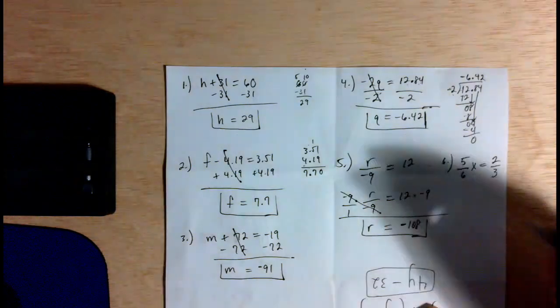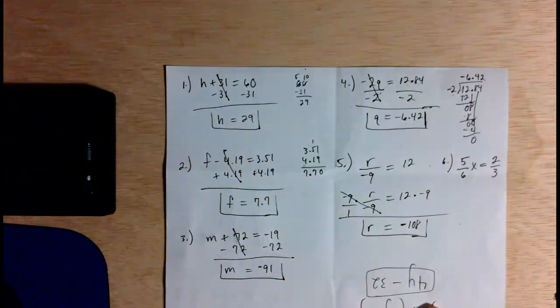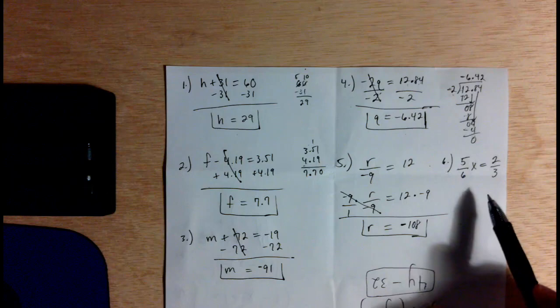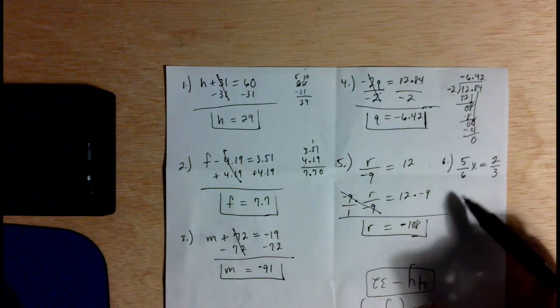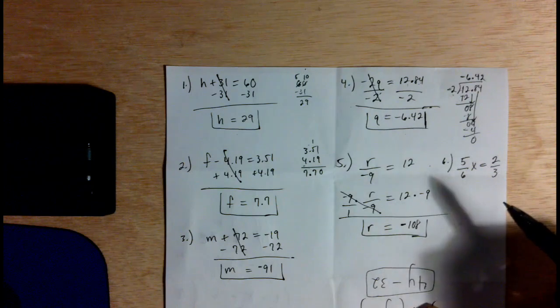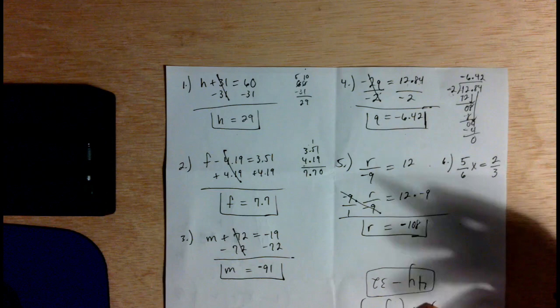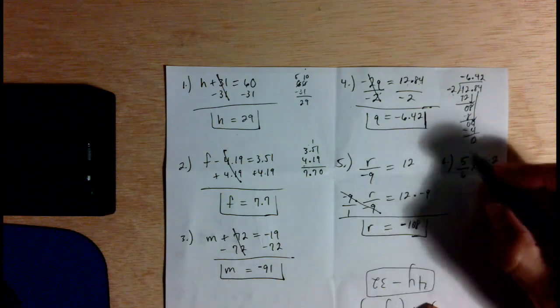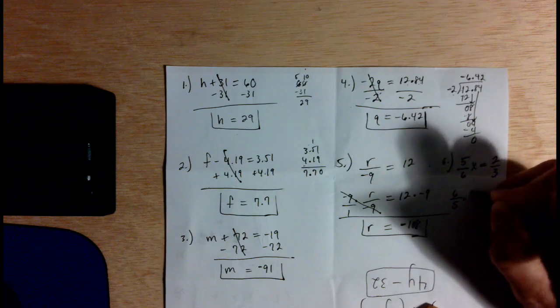So in order to cancel out that 5/6, you want to do the opposite. So you could essentially divide x by 5 over 6. However, if you divide by 5 over 6, you're going to have to do keep, change, flip. And it's going to say 5 over 6 times 6 over 5. So a good rule of thumb is just simply multiply both sides by the reciprocal.